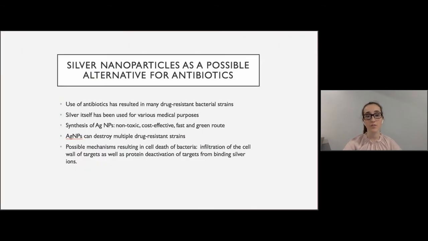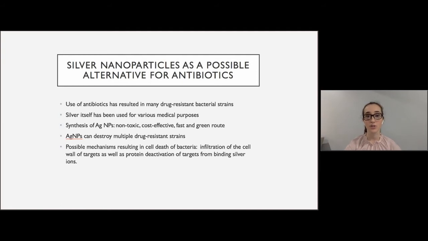First I want to discuss how silver nanoparticles are a possible alternative for antibiotics. The widespread use of antibiotics has resulted in many drug-resistant bacterial strains, which in return has called for a need to eradicate them. Silver itself has been used throughout history for various medical purposes, including as a disinfectant, for wound management, as well as a blood purifier. In the early 2000s, researchers began to notice the antimicrobial potential of silver nanoparticles and how they could have a significant value to the medical field.